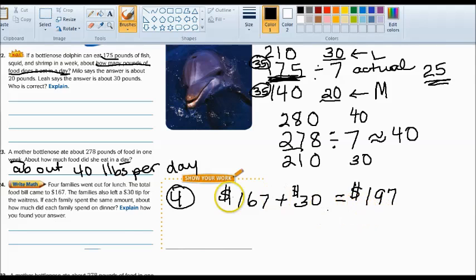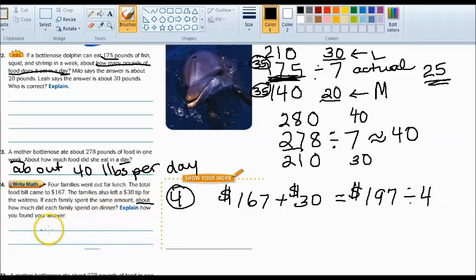Now, since they each spend about the same amount, if you've ever been out with a large group of people, everybody agrees to just split the bill. Now, since we have 4 families, we're splitting the bill 4 ways, or the total amount, 197, divided by 4. Now again, we don't have to find the exact answer. We don't know how to do that yet. We will soon, but right now we don't. So it's good that they're asking us about how much did each family spend on dinner.